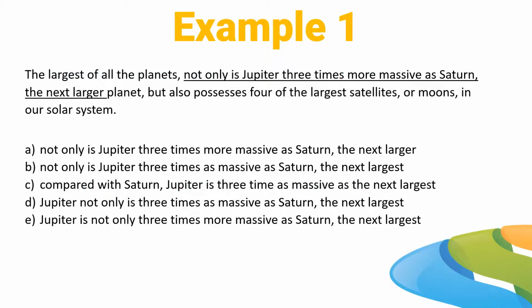The largest of all the planets not only is Jupiter 3 times more massive as Saturn, the next larger planet, but also possesses 4 of the largest satellites or moons in our solar system. All right, so as we look at this, do we have an intro phrase with a comma? You bet we do. The largest of all the planets. Who or what is the largest of all the planets? Well, Jupiter is. Do we get Jupiter right after the comma? No, we don't. Do we want Jupiter right after the comma? Yes, we do. That means A is out.